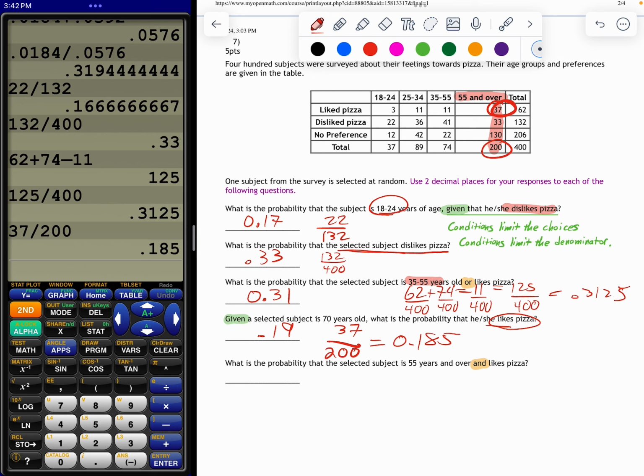Last one, probability someone is 55 and older and they like pizza. So this is the both. Where are the people that like both? There is no condition here. It is simply this number here. They have both of those characteristics out of 400 to get it to be a probability.